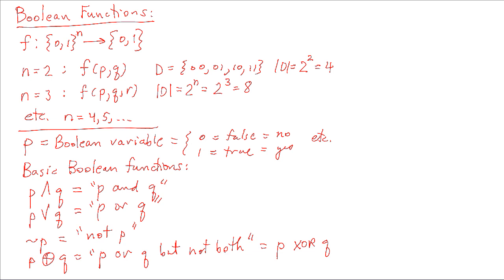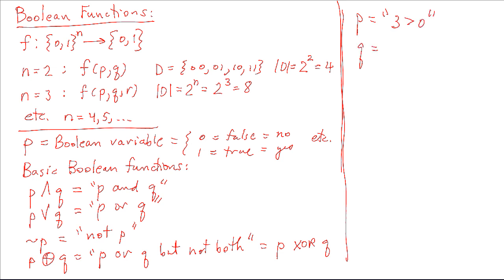Okay, so that's a quick review of where we're at, and let me just give a couple of examples of the interpretation of the and, the or, and the not. So if I let p be the statement 3 is greater than 0, and I let q be the statement 2 is greater than 0, and r be the statement 2 is less than 0, then you can see clearly from your mathematics that p and q are both true, and so they would both have a value 1, whereas r is false, and so it would have a value of 0. We can use the true-false interpretation of the Boolean variables to interpret statements like this.